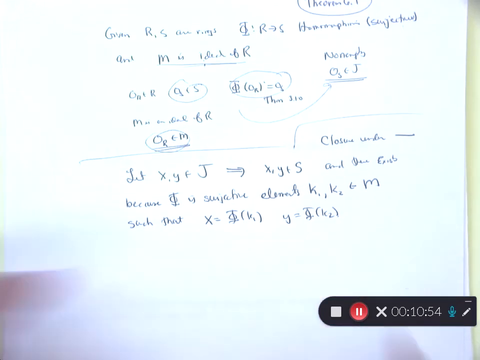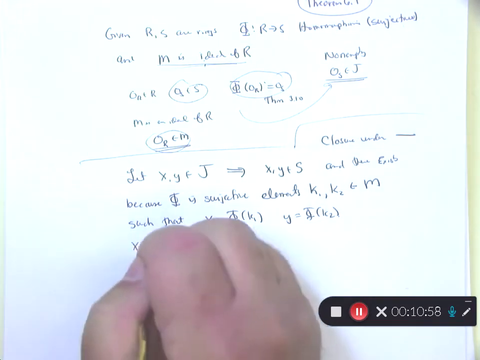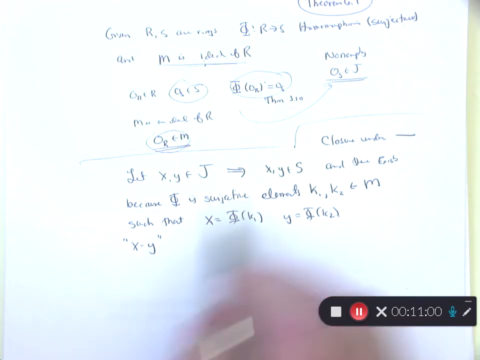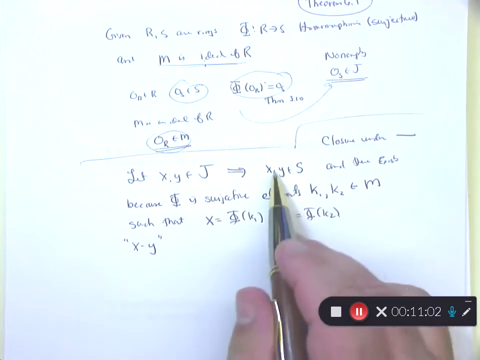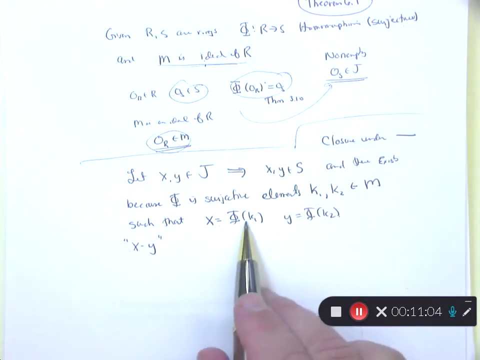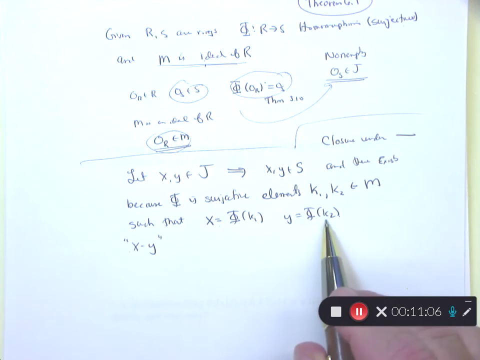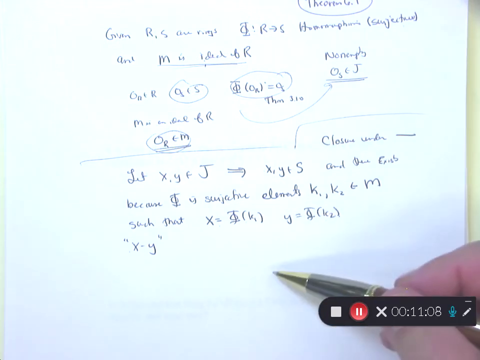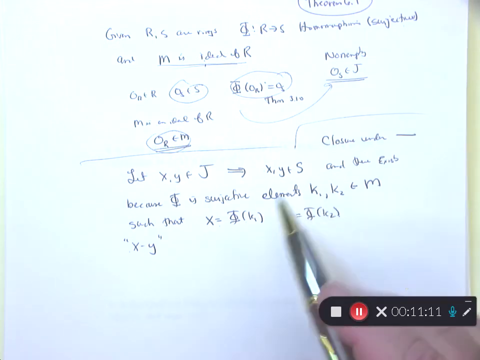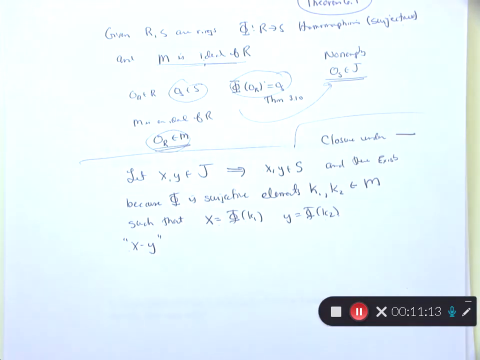So now you have to talk about X minus Y. X and Y are in S, so X minus Y is going to be in S. X minus Y is going to be equal to, by substitution, phi of K1 minus phi of K2, and then that's equal to phi of K1 minus K2, again by my famous theorem 3.10.